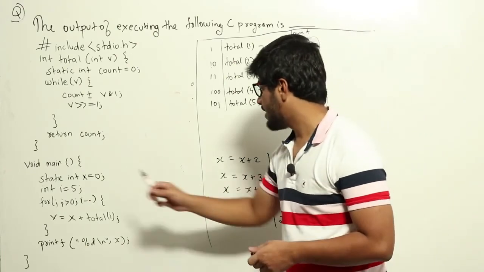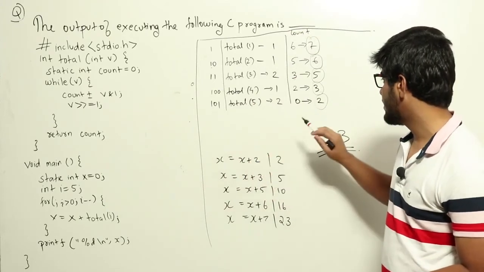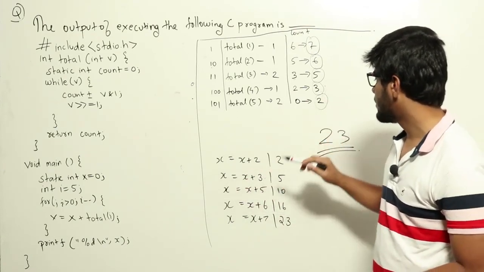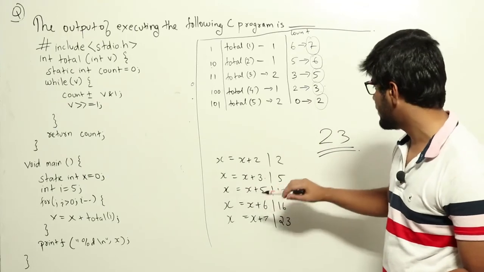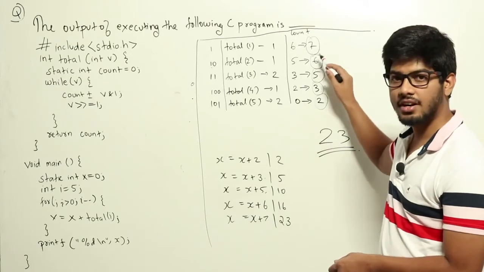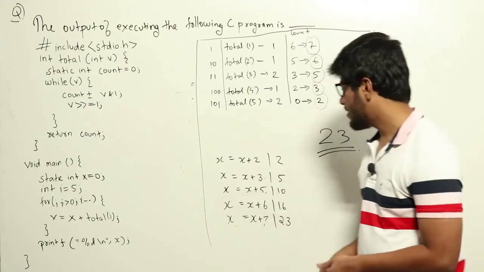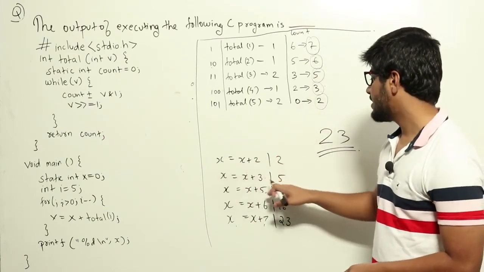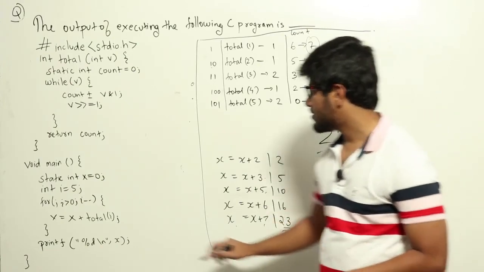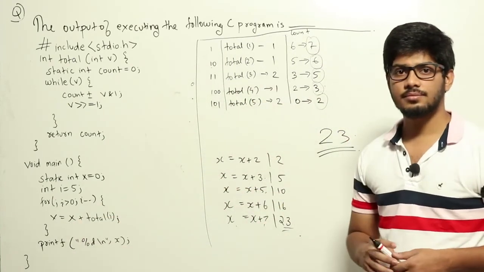So what happens in this loop is initially it will become x equals x plus 2, since 2 is returned by total of 5. After it will become x equals x plus 3, since 3 is returned by total of 4. Then again it will become x equals x plus 5, since 5 is returned by total of 3. Then it becomes x equals x plus 6, since 6 will be returned by total of 2. After it will become x equals x plus 7, since 7 is returned by total of 1. So initially x was 0, x becomes 2 now. When we add 3, it becomes 5. When we add 5, it becomes 10. When we add 6, it becomes 16. When we add 7, it becomes 23. So after this loop, x becomes 23, and then we are printing 23. So that is the answer.